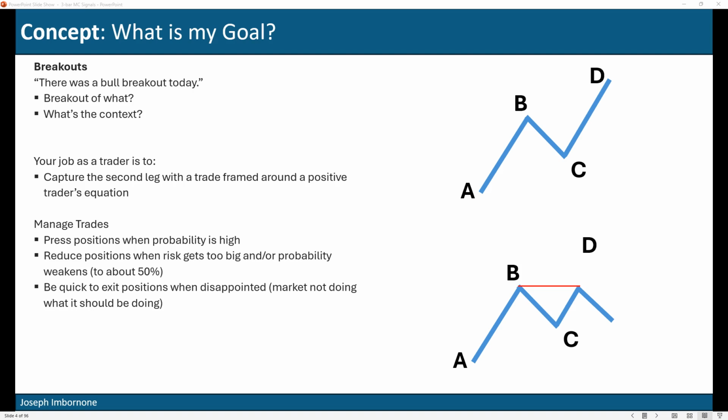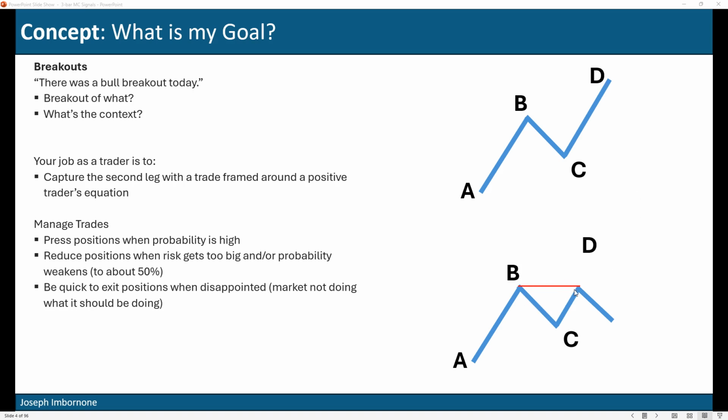And then management, that's not an exhaustive list. This is very brief, but of course, when your probability is high, you're going to press your position. You reduce your position when your risk gets too big or your probability weakens. And just be quick to exit when you're disappointed. So everybody wants this: AB, pullback, symmetrical, second leg, CD.